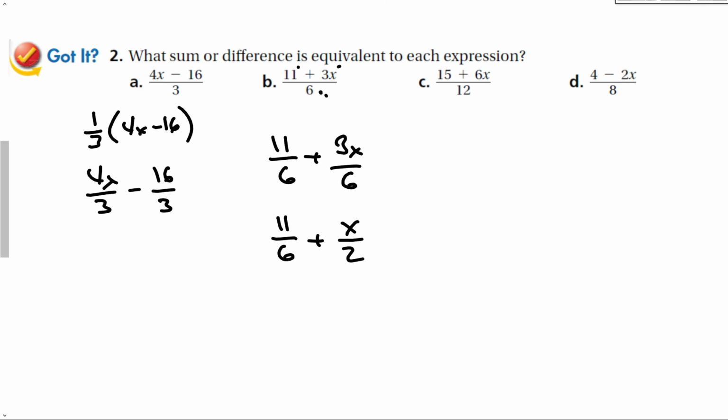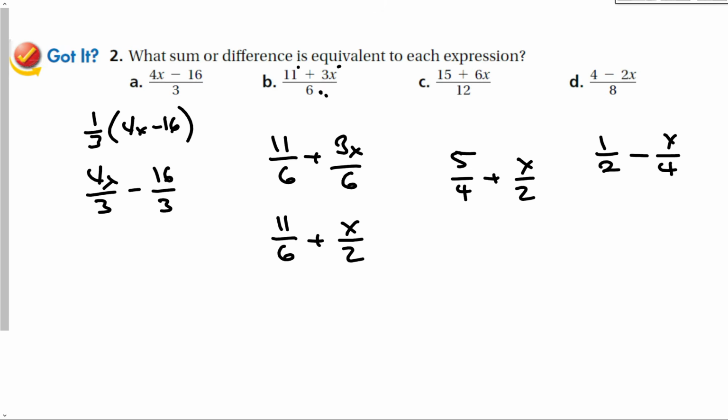So now we got 15 over 12, which is 5 over 4, plus 6 over 12, which is 1/2. And again, with part D, that's 1/2, 4 over 8, minus 2 over 8, which is 1/4. So that's x over 4.